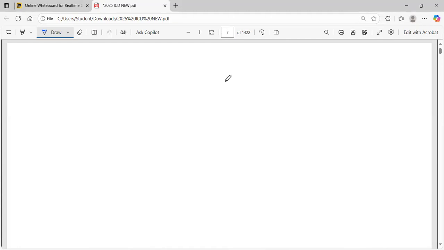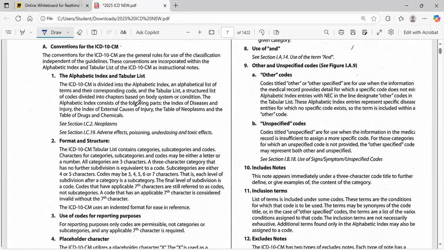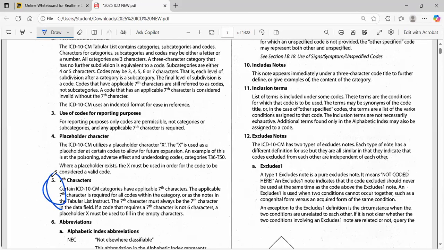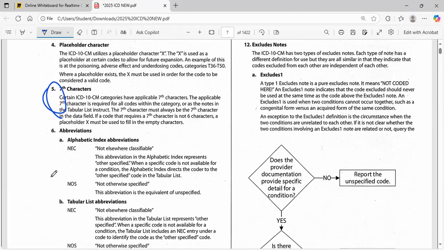We have covered the basic introduction of the manual. What was the format and structure? What we have to report? What is the logic behind the placeholder character? And what is the role of the seventh character? These all things we have already covered in our last session.